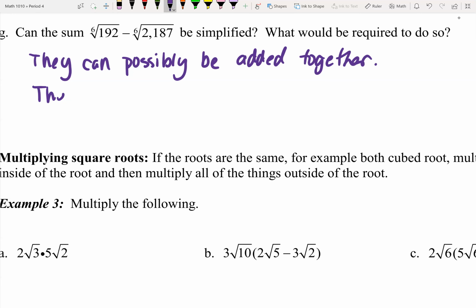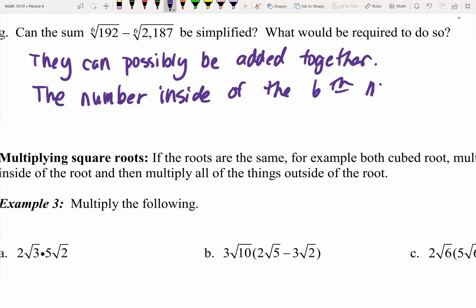So I'm going to say the number inside of the 6th root must be identical in order for those to be added together. I'm not going to take the time to do it. Those numbers are terrible. You get the idea, right?